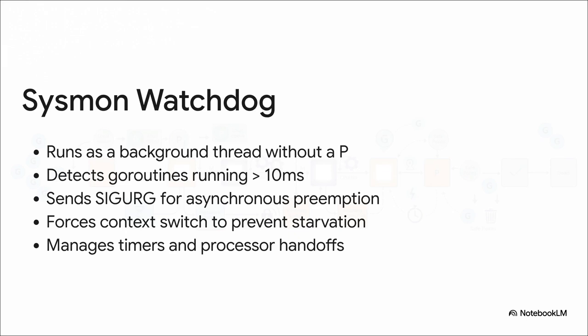Since Go 1.14, sysmon can trigger asynchronous preemption by sending a SIGURG signal directly to the OS thread. This literally forces the thread to pause the greedy Go routine, save its context, and push it back onto the global queue. Sysmon ensures total fairness across the board.